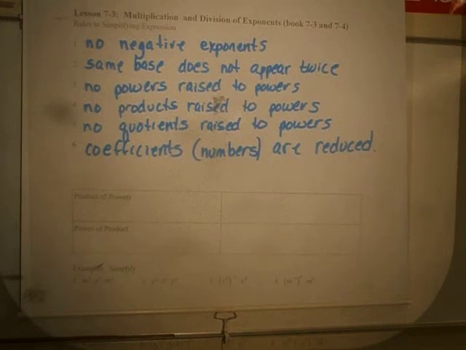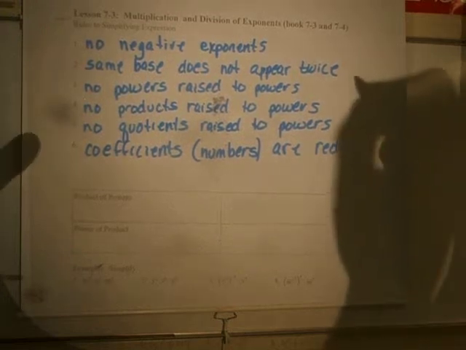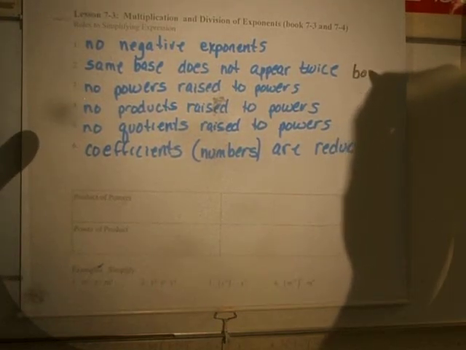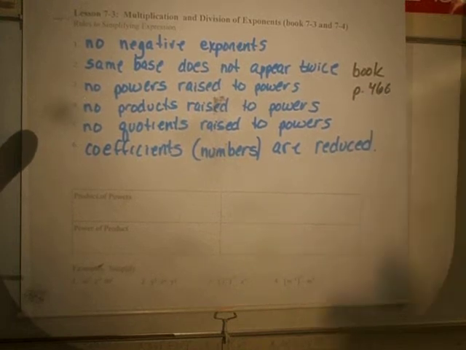No powers raised to powers. No products raised to powers. No quotients raised to powers. And the coefficients or the numbers are reduced. And this is in your book on page 460.